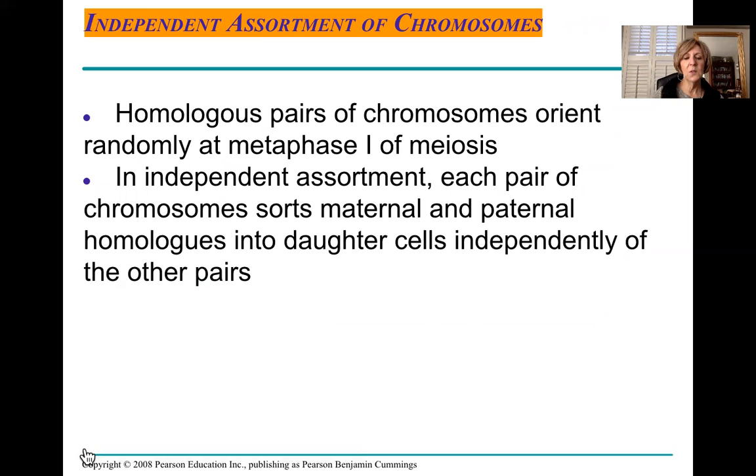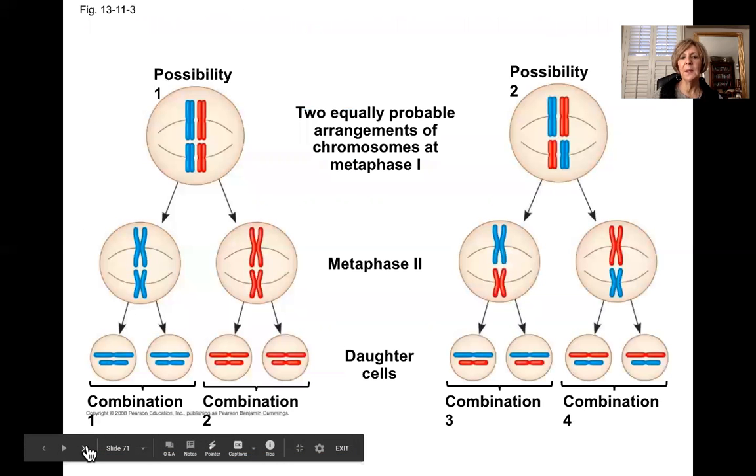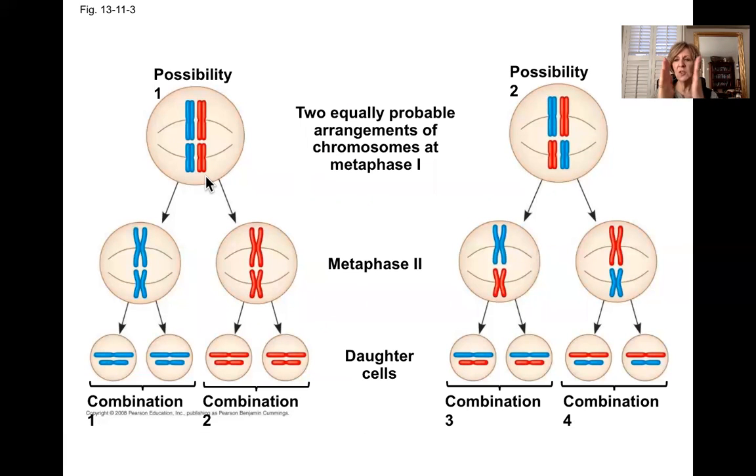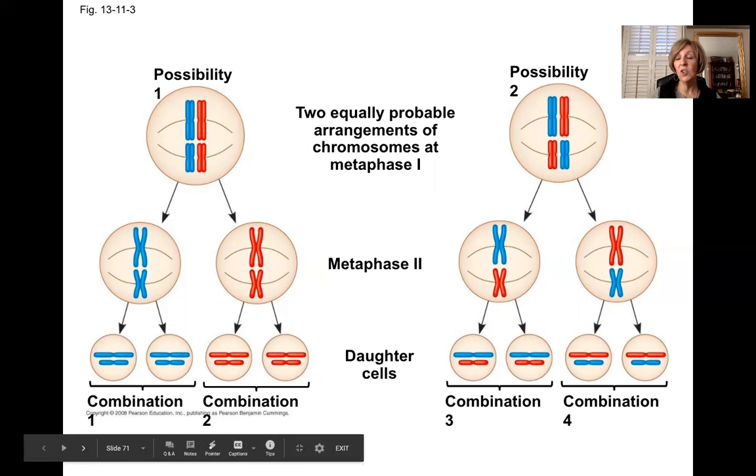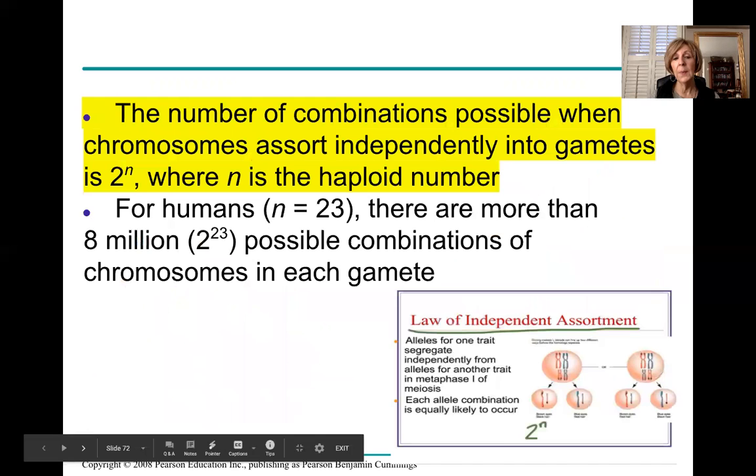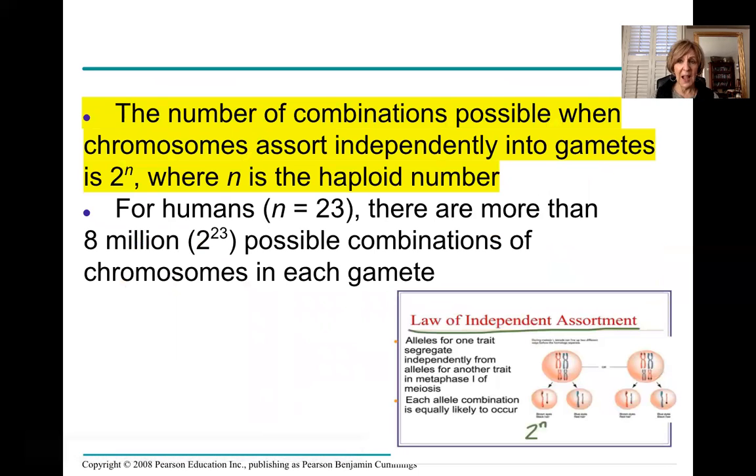So independent assortment, we've talked about, happens in meiosis 1, and again, this is just review, and we'll talk about this more later. So when those chromosomes line up, when they pair up, we don't know which side of the metaphase plate they're going to end up on, and so that ends up with different combinations in the gametes, in the daughter cells, just by chance of where they line up. And that can end up with a lot of variability.